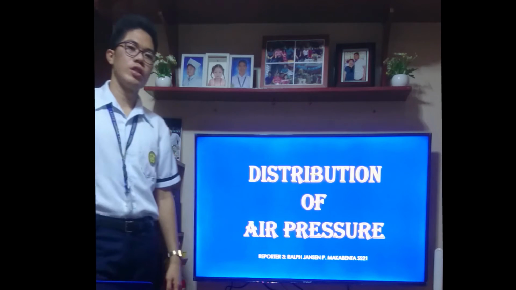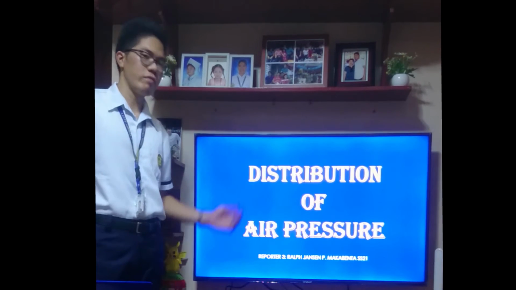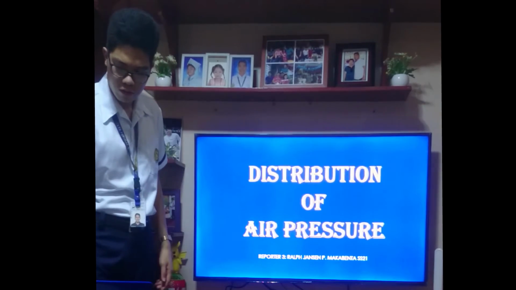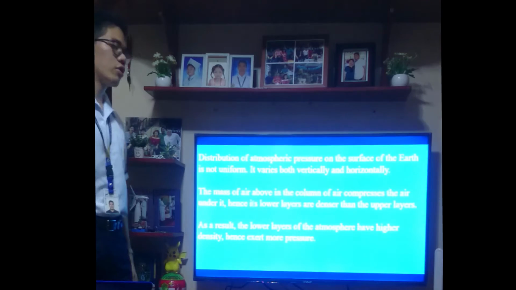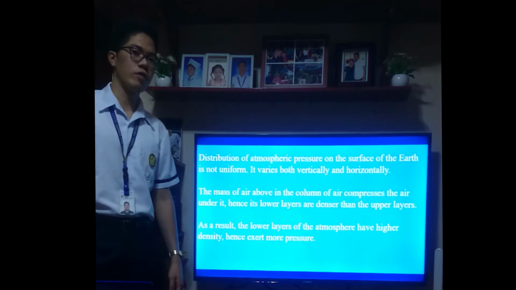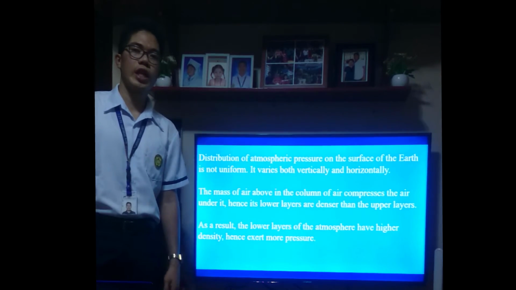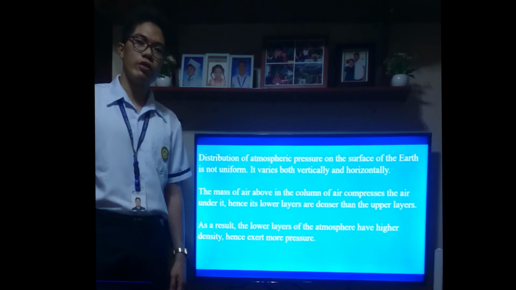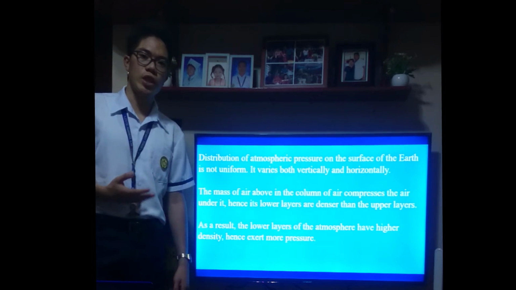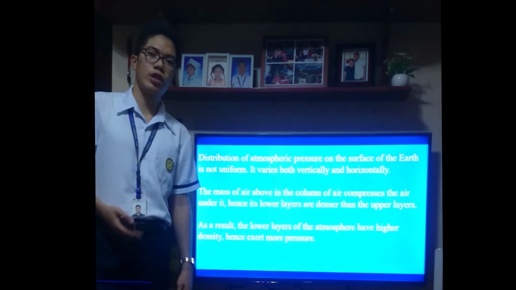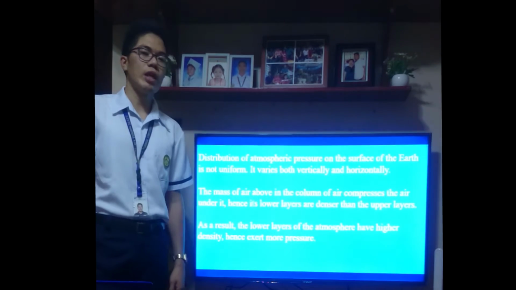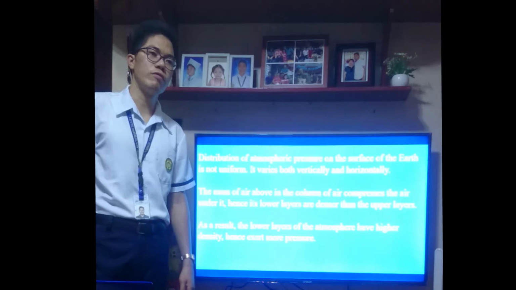Good day everyone. To continue our report, we have the distribution of air pressure. So the distribution of air pressure on the surface of the Earth is not uniform. It varies both vertically and horizontally. It varies from time to time at a given space, and it varies from place to place over short distances. It is mainly because of the differences in temperature.